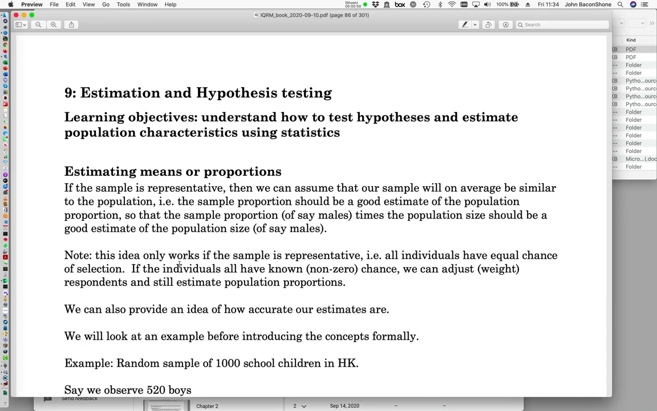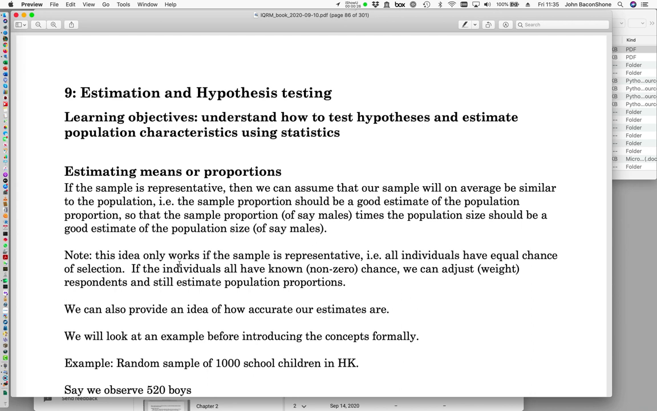Okay, so now we come to Chapter 9. Chapter 9 is a very fundamental chapter in the course book in its content of statistical ideas. So we're going to talk about both estimation and hypothesis testing. So the learning objectives are to understand how to test hypotheses and to estimate population characteristics using statistics.